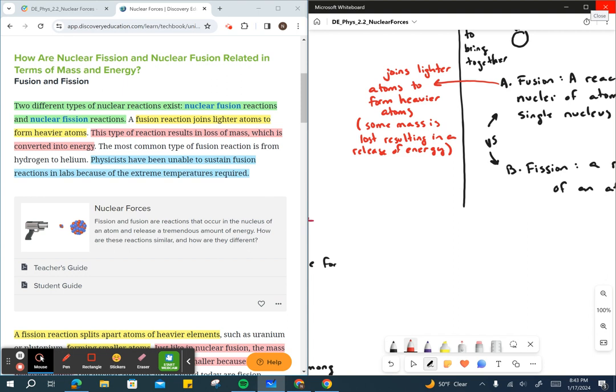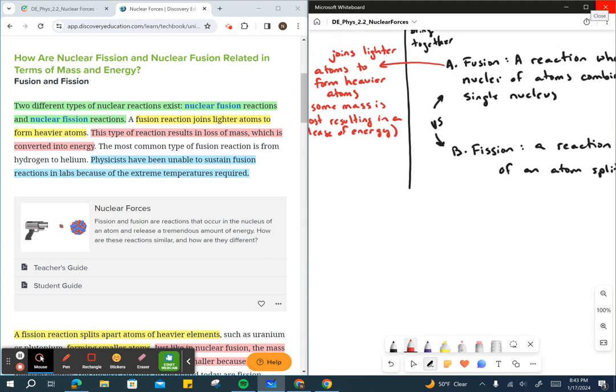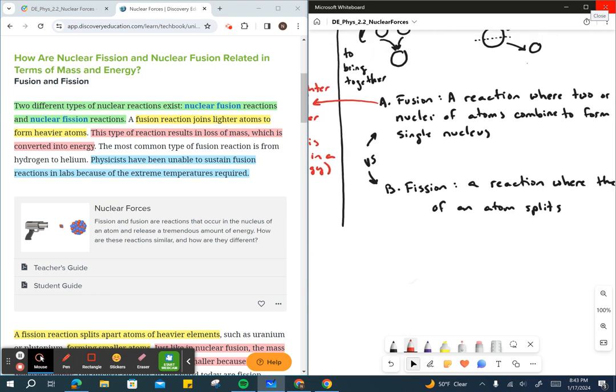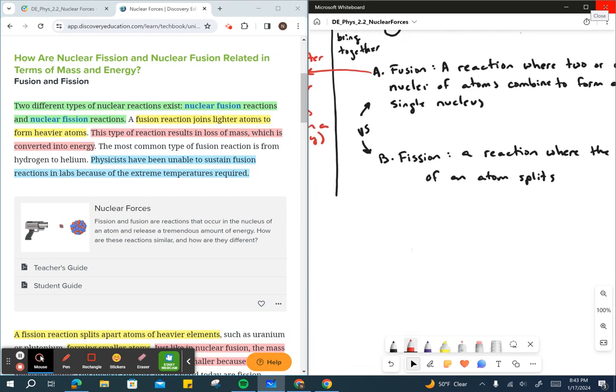Physicists have been able to sustain fusion reactions in labs because of the extreme temperatures required. That's kind of an interesting point. When you think about a star, because that's where we see nuclear fusion, how does a star maintain fusion? Well, there's an immense amount of gravity, which is keeping the star very hot. And we have a hard time on Earth being able to generate that much power to sustain nuclear fusion. Okay, but we could. Where could we write this down? Let's put down letter C.